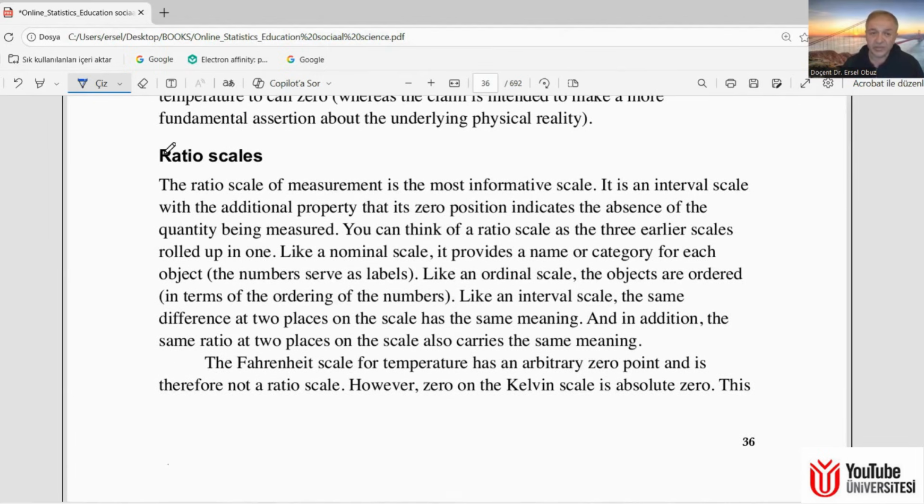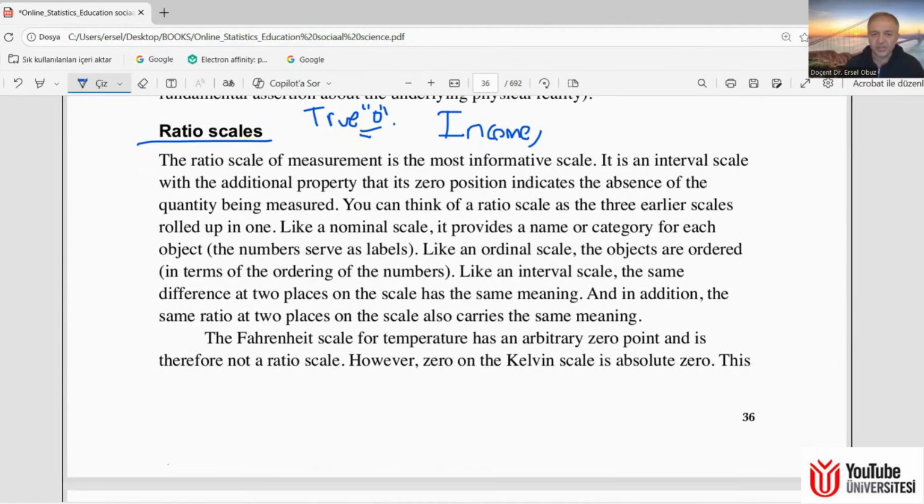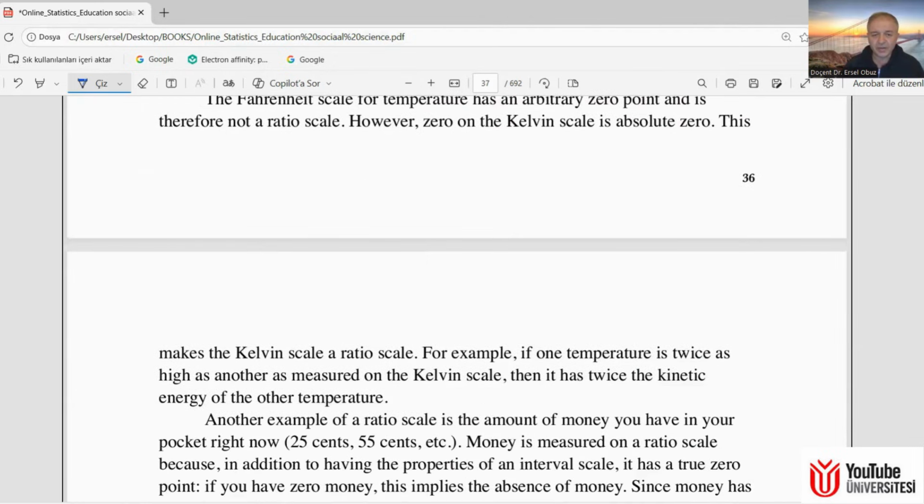And the last one is the ratio. That is the highest order of measurement, the ratio. So there is true zero. This is also numerical. So you can have like income. Income is a ratio variable, right? So true zero exists. If you say a person doesn't have any income, it means his or her income is zero, right? So that's why in ratio scales you have a true zero value. Okay.